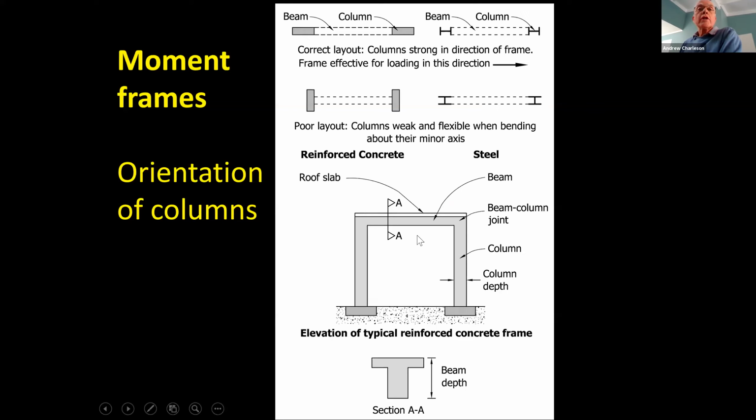So if we look at a very simple one bay single story frame in elevation, it looks like this. This is the column, this is the column depth, this is the beam resisting the roof slab and resisting the earthquake forces, and this is the rigid beam column joint.